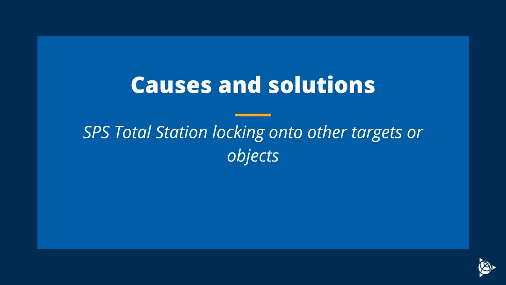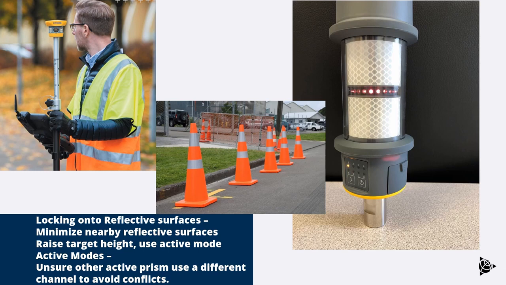The next problem we'll look at is the SPS total station locking onto other targets or objects. In passive mode, it's possible for the total station to lock on to reflective surfaces nearby. This could be a reflective vest, could be reflective tape on a road cone or sign. So the ways to minimize this are to cover your vest momentarily, make sure there's no reflective objects in the background or foreground. You could try raising the target well above your head height to keep it clear of any reflective surfaces, or you could use active mode.